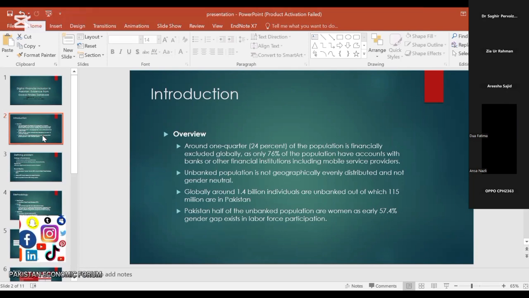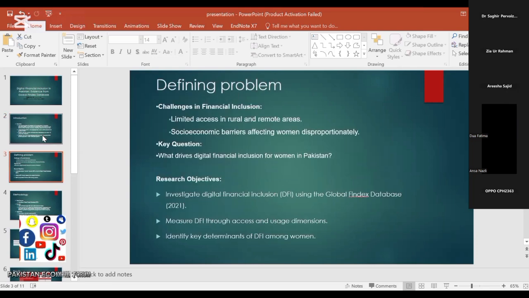Having said that, why is it important? Because being in a financial system, they may have access to financial services, which may be transfers, deposits, loans, and other facilities. This unbanked population that we have investigated in our paper is not gender neutral. Globally, around 1.4 billion individuals are unbanked, out of which 115 million are in Pakistan. And Pakistan has half of the unbanked population, out of which women are 57.4%. A gender gap exists in labor force participation, though it's improving, but I will show you later that women are lagging behind men in every aspect of financial inclusion.